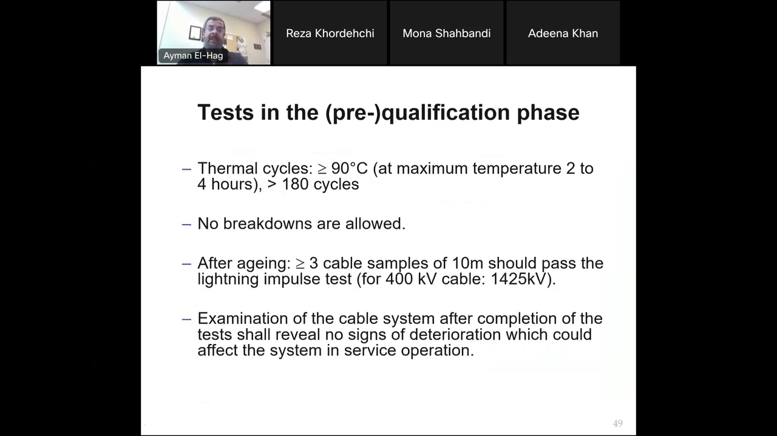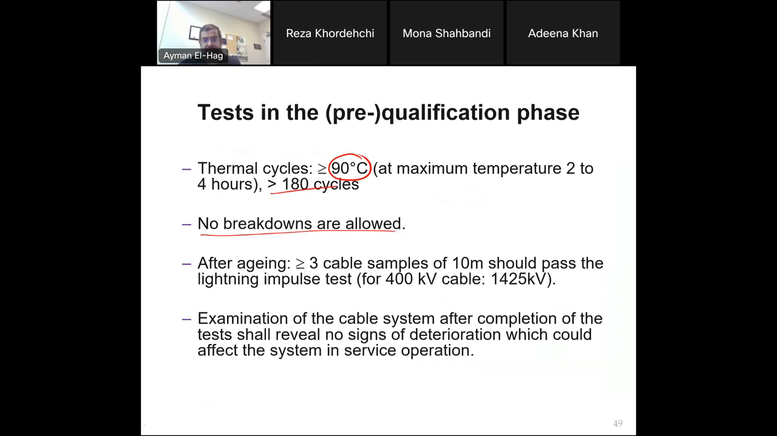And we know that one of the issues with cables is when you have a loading. So you have to increase the temperature. So we do thermal cycles: you increase the temperature to about 90 degrees centigrade for 2 to 4 hours, and you do that for 180 cycles. You should not have any failure during the whole year.